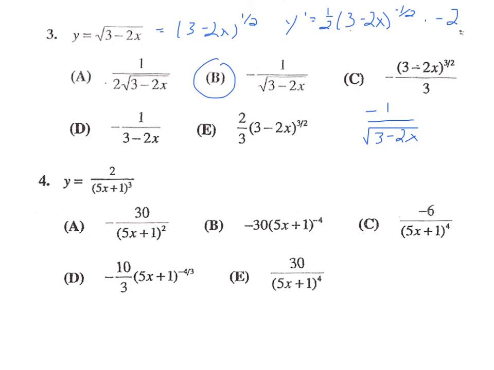For problem 4, I'm going to rewrite this function so it's a little easier to take the derivative of, and then I won't have to use the quotient rule. And instead I'm going to use the chain rule. So the derivative will be a -6 times 5x plus 1 to the -4th. But I still have to take the derivative of the inside, which will be times 5. So I'll get a -30, and then the 5x plus 1 to the -4th can get sent to the bottom. Actually, we just have the answer with the negative exponent right there. So it would be choice B.